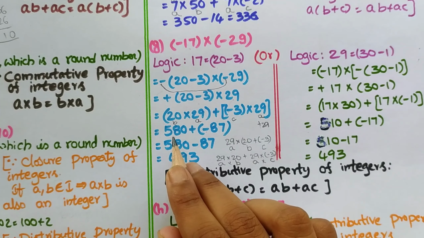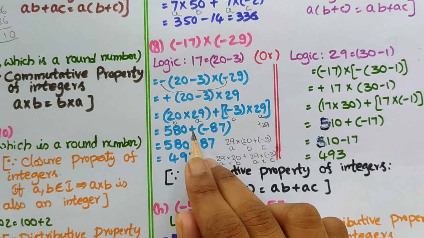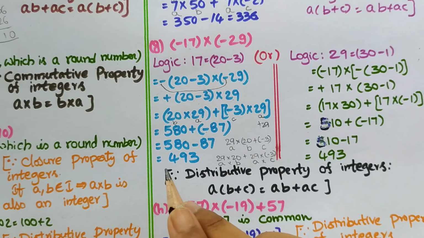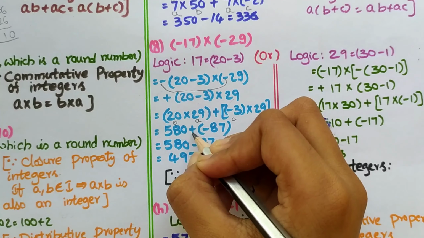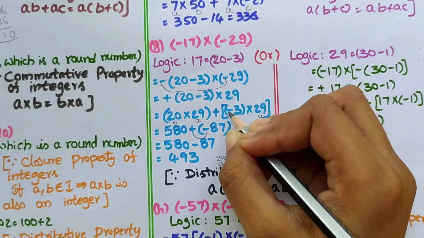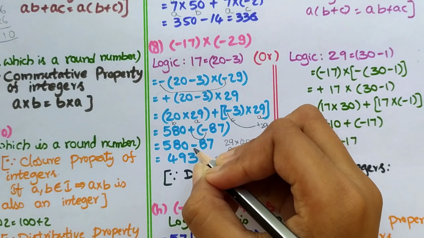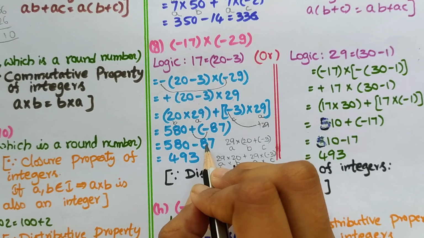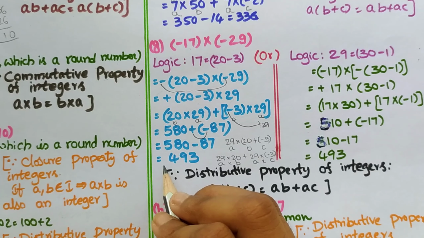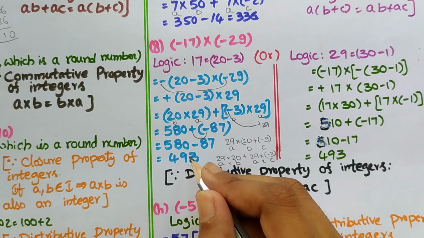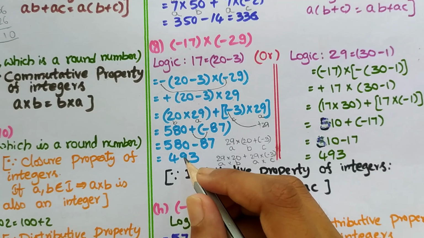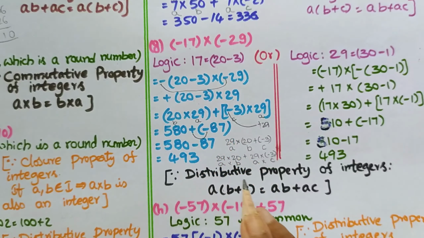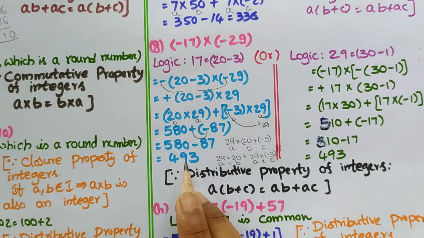Now coming to the problem, 580 plus of minus 87. So 580 plus into minus, plus into minus is minus 87. So 580 minus 87 is equal to 493. Is it clear friends? Therefore by taking 17 as 20 minus 3 and using the distributive property, we get 493.